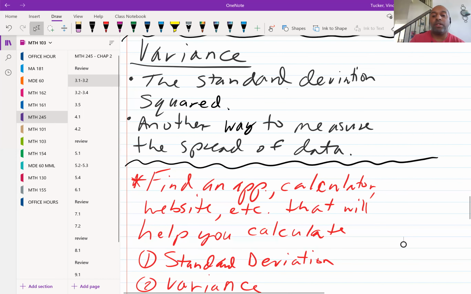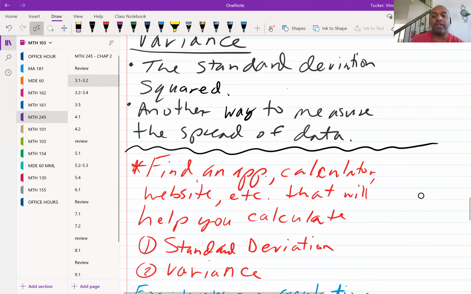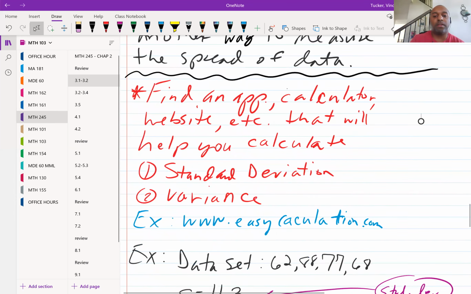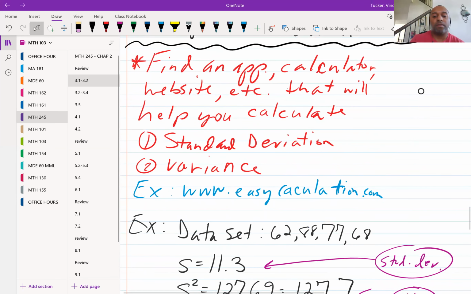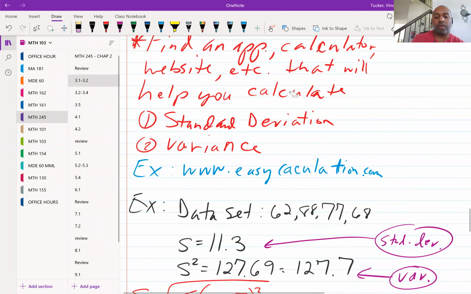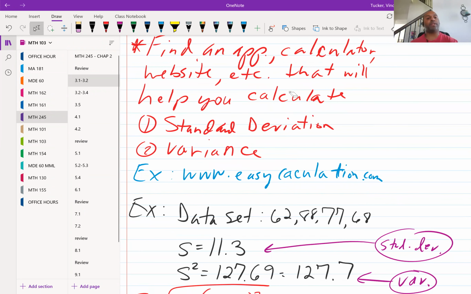All right, are we done with copying the variance? Very good. All right, so just to give you an example that you can use to test whatever app, calculator, or website you have, one I always use is easycalculation.com. That's what I'm about to go to in a second. I'm letting you calculate, copy this real quick before I switch pages.